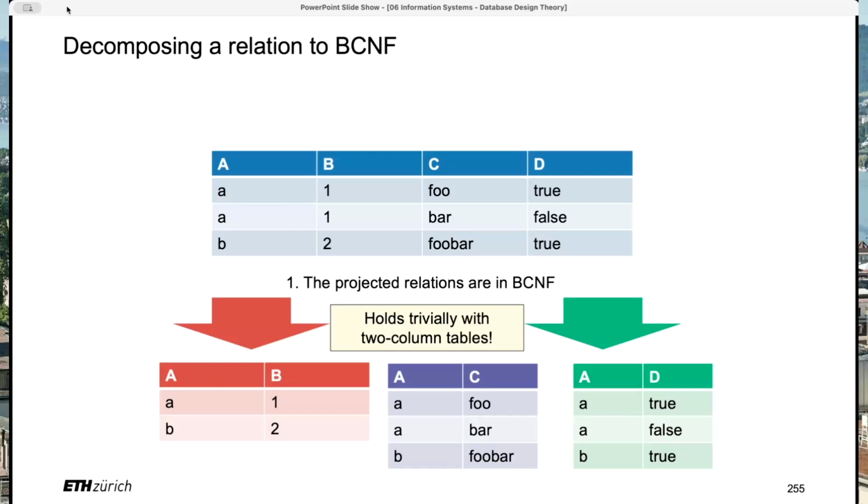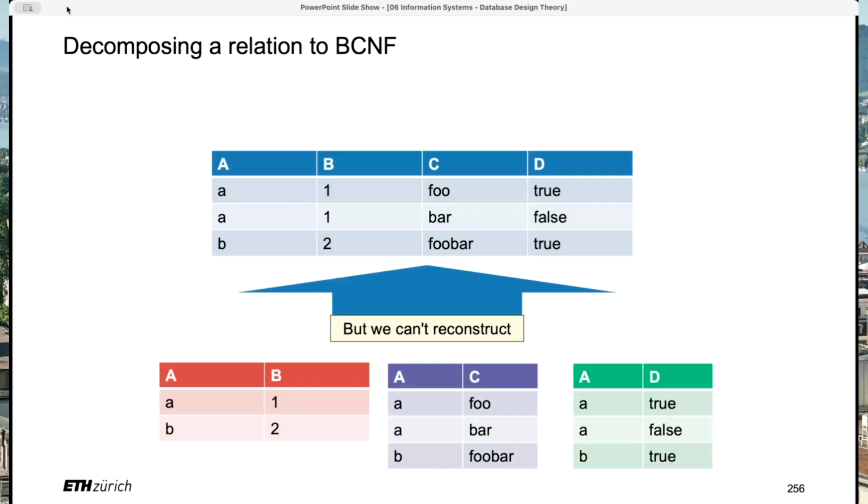But the key here, and the reason why it's not working, is that we can't always reconstruct when we do that. When we take these 3 tables and reconstruct the original table, we might get something different. Let me re-ask the question I asked 10 minutes ago, when I told you it must be the same, or we must be able to go back. Who could tell me more precisely and formally what it means to reconstruct the original table from the 3 at the bottom?